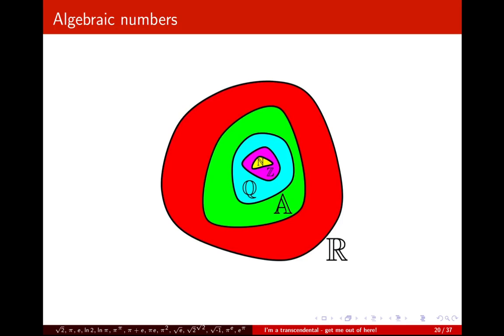Now we'll denote the set of algebraic numbers shown in green, but they also include the rationals, the integers and the natural numbers. So the algebraic numbers are the rationals and the irrationals that we've seen, the square root of 2 and the square root of 5 and so on. But what about pi and e? Are they in the green part or the red part?